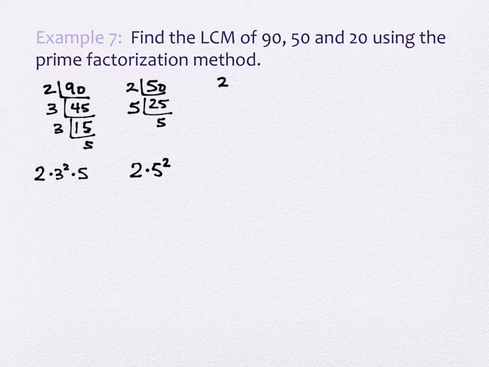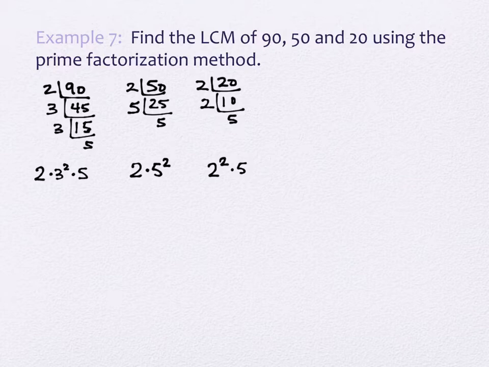And the last one's the number 20, which will divide by 2 to give me 10, and then by 2 to give me 5. So this is 2 squared times 5. So prime factorization is pretty rote. You just do exactly the same thing every single time, breaking it down. It always works exactly the same way. It's the part at the end that changes on whether or not you're finding a GCD or LCM.